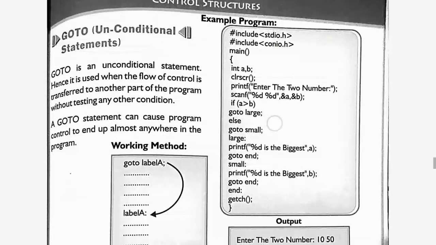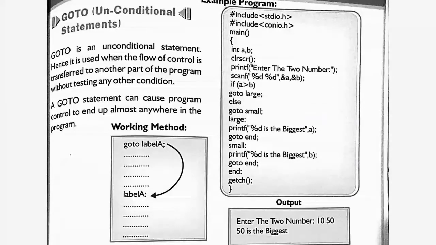Okay, next is the goto statement. Up to this part you have seen that in each statement there is a condition to check whether a certain condition is being satisfied or not. But here this goto statement is providing you an unconditional statement. So no condition is being checked here. When you see this goto statement, it will go to that particular statement.